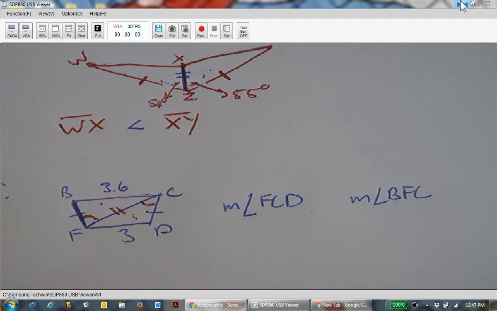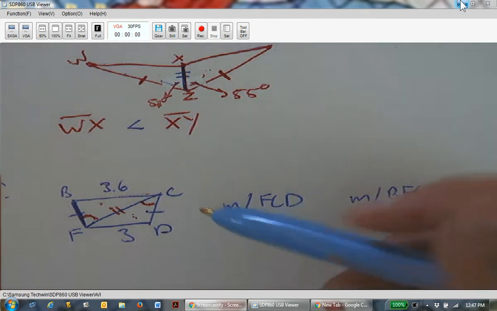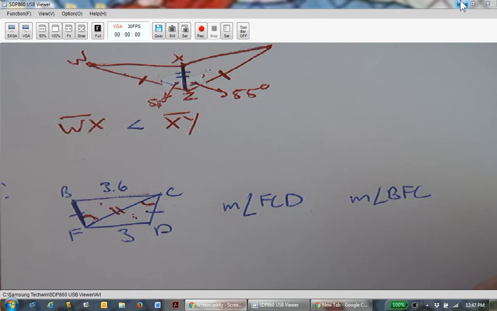All right. Has anybody come up with an answer for which they think is going to be bigger? Sophia, go ahead. Angle F. The FCD? No, okay. BFC. BFC is going to be bigger. That is correct. And how did you know that?